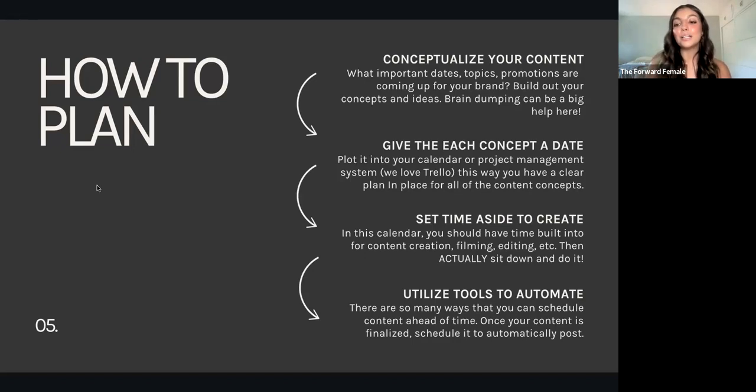And then utilize tools to automate. There are so many tools out there now. Instagram itself has the ability to schedule posts within it, feed posts and reels. So utilize the tools in front of you. Canva has an ability to schedule content. We use Later personally. There are so many things out there.